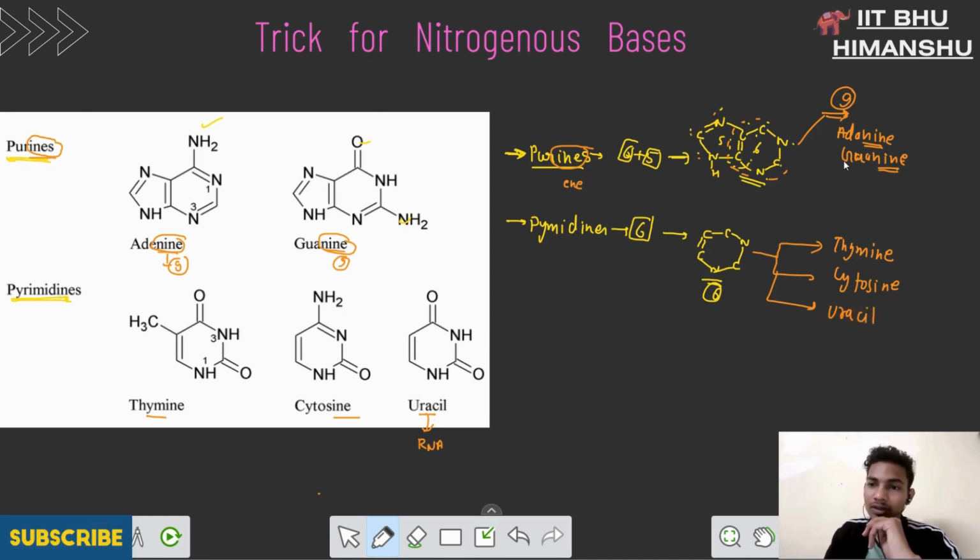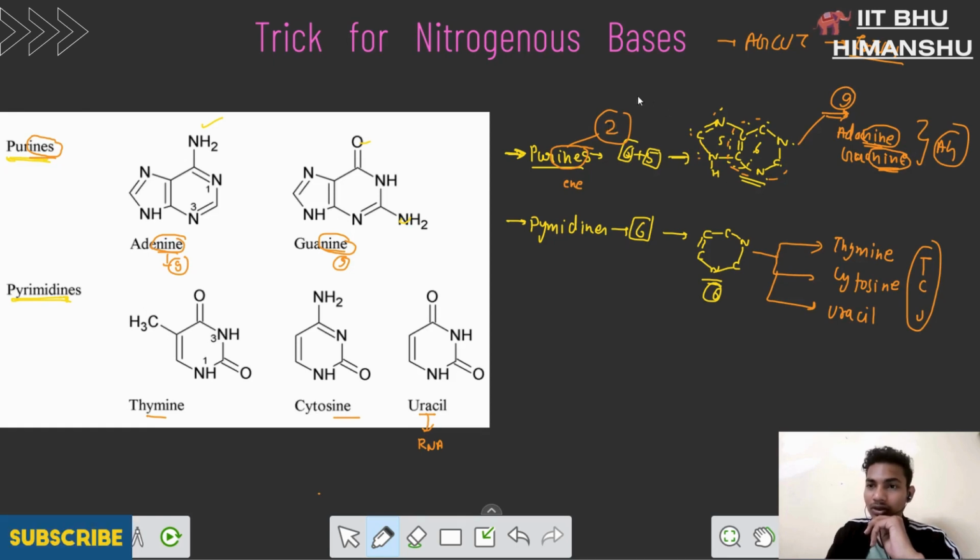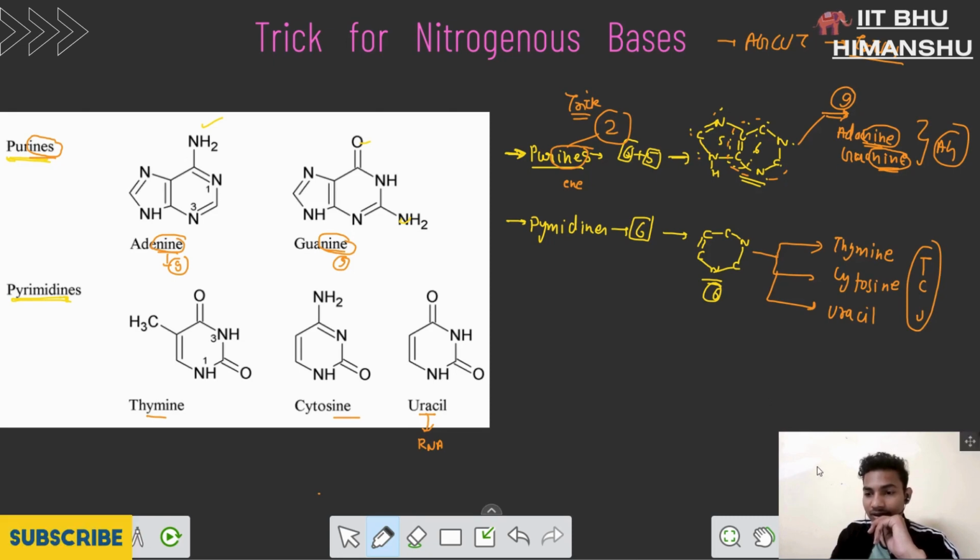So as I remember, AG CUT. That is the trick number one. And trick number two is the nine. As we remember, there is a nine-member ring in both the structures. That is trick number two. And trick number three is for memorizing the structures of both of them, discussed here.